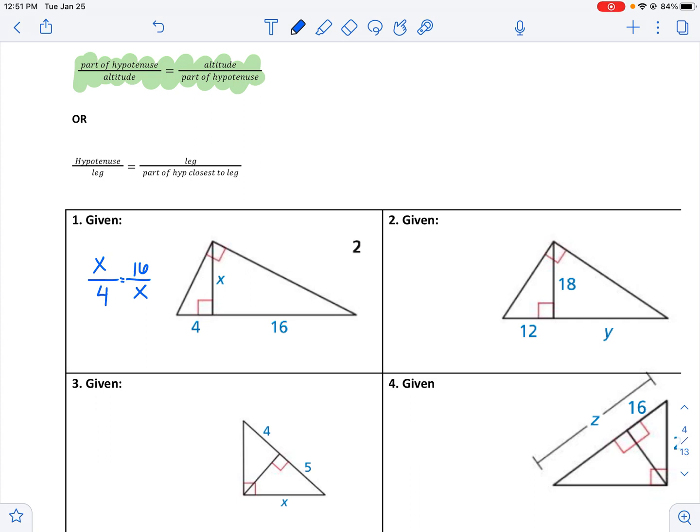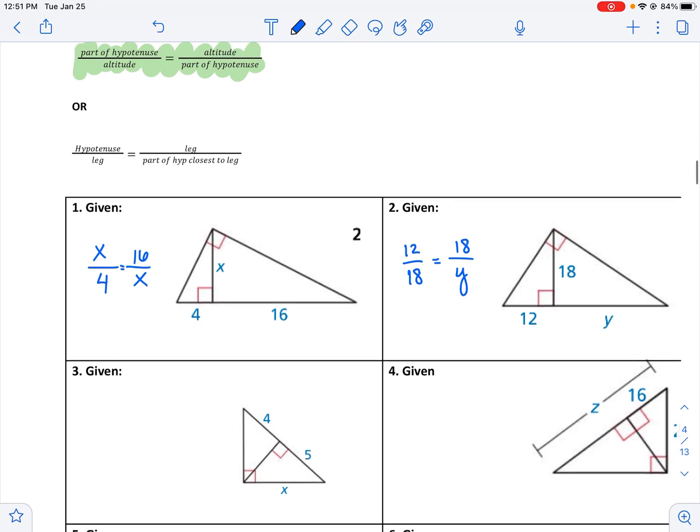Same thing on number 2. My geometric mean, because I'm given an altitude, is 18. And of course you could put the 18 down here and up here as well. And the 2 extremes would be 12 and y, the 2 parts of the hypotenuse.